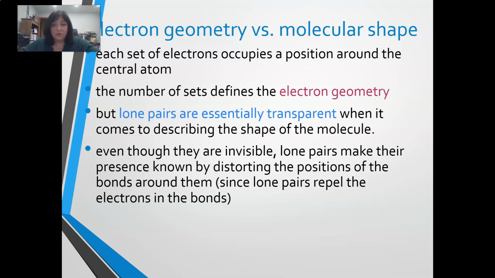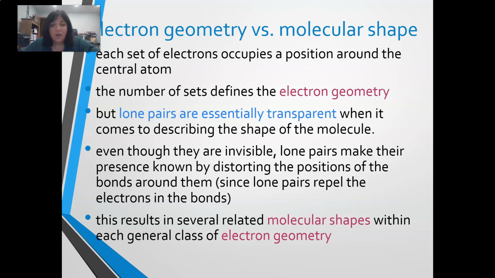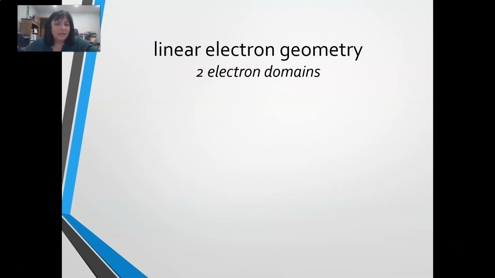Okay, so lone pairs are going to repel the electrons in bonds. So this is going to result then in something called molecular geometry. So we've got these essentially five electron geometries, what you saw on the last slide. But there are subcategories under each of those electron geometries that describes the molecular geometry. So of those electron domains, how many of them are bonding domains? That's the idea. So in a linear molecule, it's pretty easy.